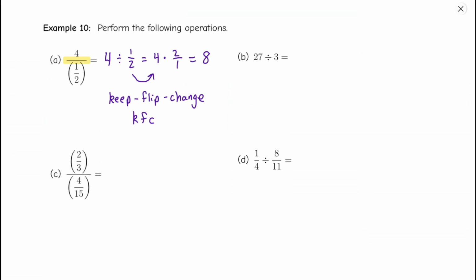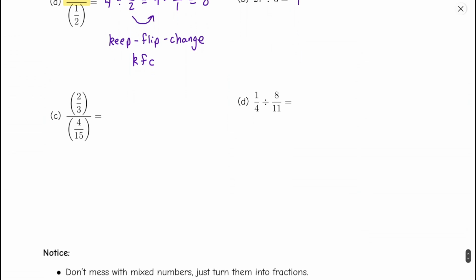Now 27 divided by 3, because I'm not dealing with fractions, I'm not going to think of this as multiplying by the reciprocal. Instead, just 3 times what is 27? That is 9. C.